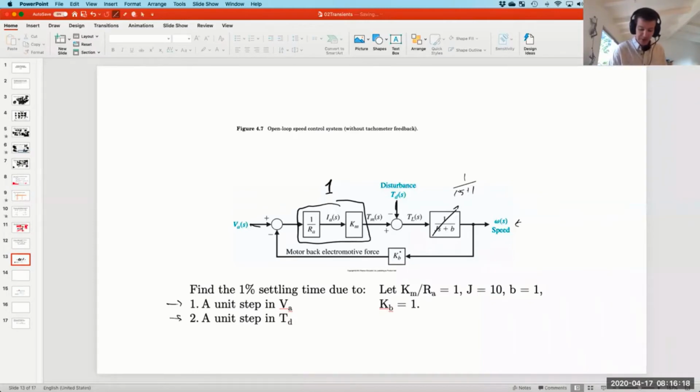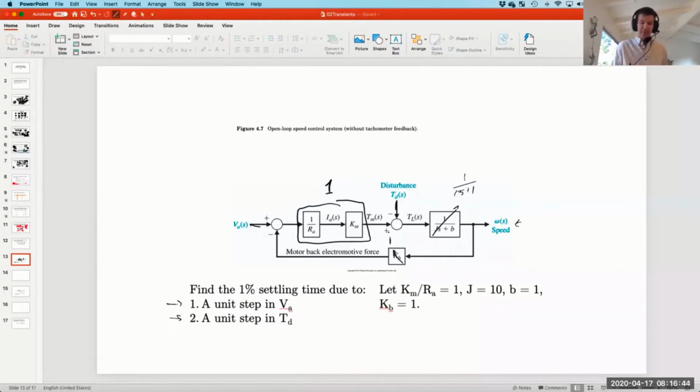And we're also told K_B was 1. This is our lucky day. Everything is 1. Okay, so if we want the settling time due to a step in V_A, I think the very first step, pardon the pun, is to collapse this block diagram so that we get a single transfer function from V_A to omega.